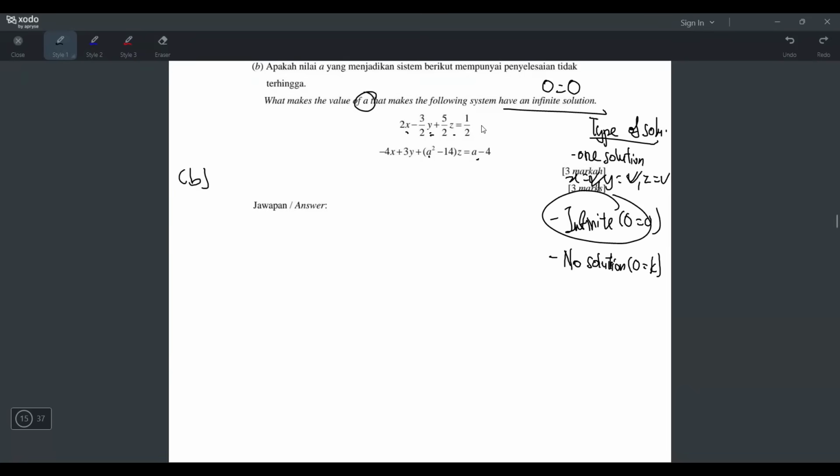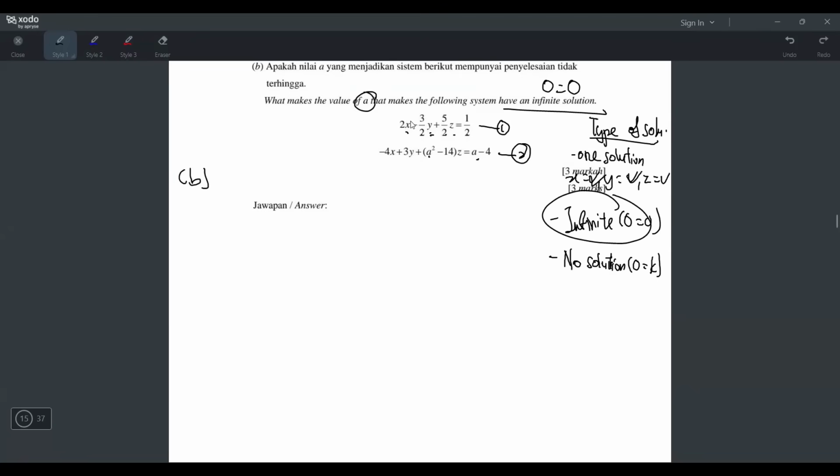But it's okay. Let's try to use the substitution method or elimination method first. So I can see that this is my equation 1, this is my equation 2. So is it better to use substitution or elimination? If I am you, I will use elimination. You know why? Because this one has over 2, over 2, over 2, and I don't like it, right? I don't like when it has fractions.